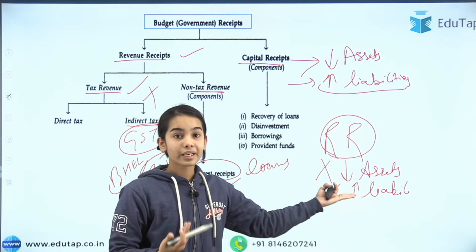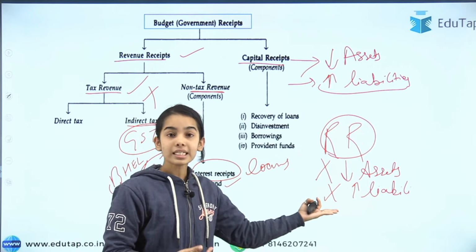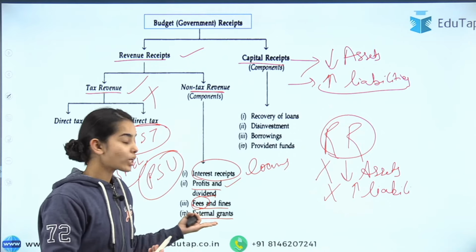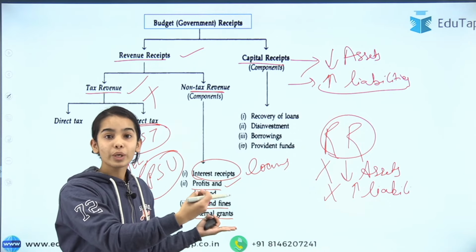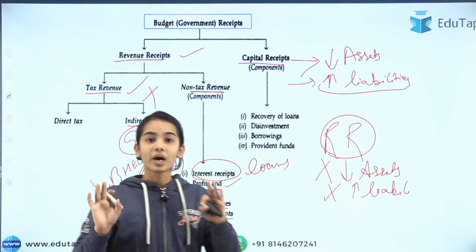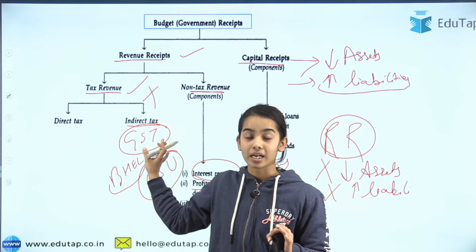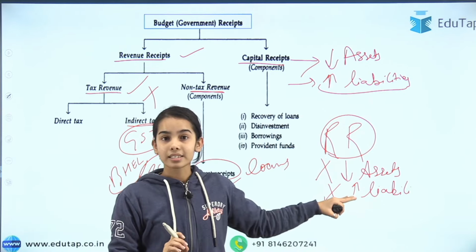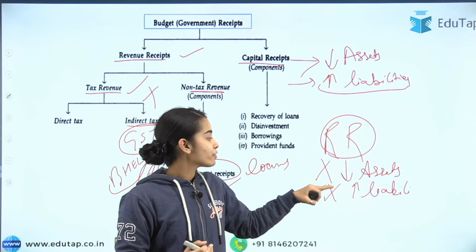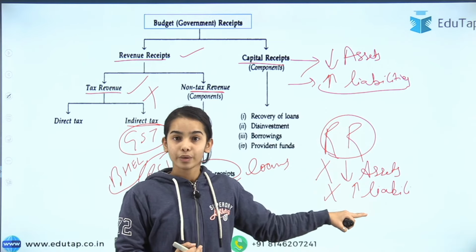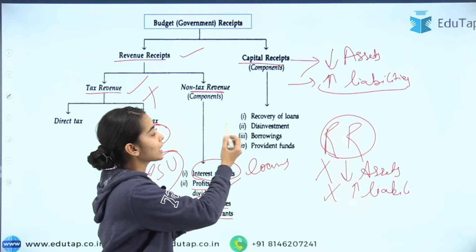So it is not decreasing the assets of our country, neither is it increasing the liability, because we do not have to give back the gifts or donations. Okay, so this is what the tax revenue and non-tax revenue are, which is not decreasing the assets of the country, and which is not increasing the liability. Okay, so now we come to the capital receipts.